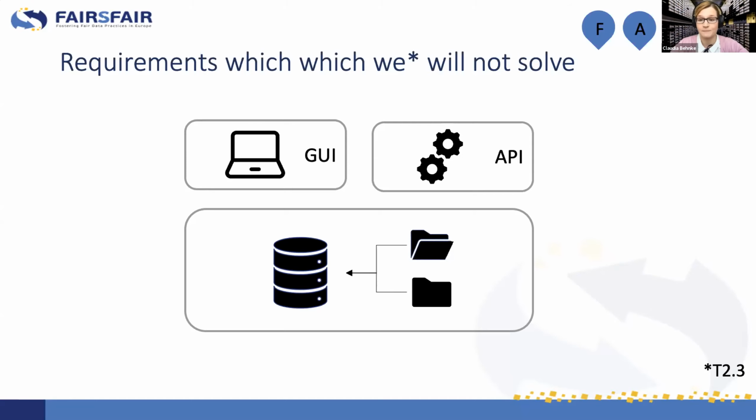If we look, for example, at one requirement that was mentioned at the workshop: the repository itself should have a persistent identifier. That's something that we, as task 2.3, cannot force on a repository, but that every repository hopefully can do by itself.